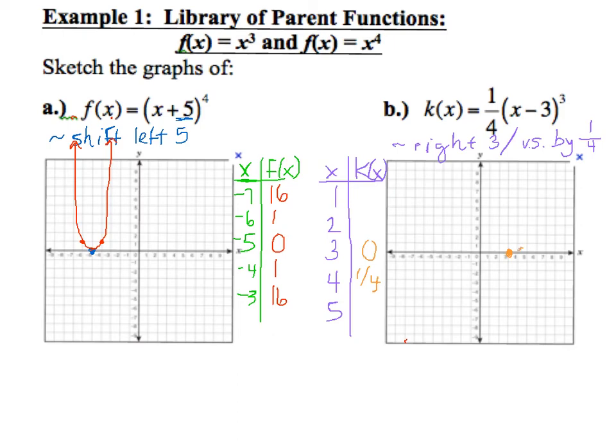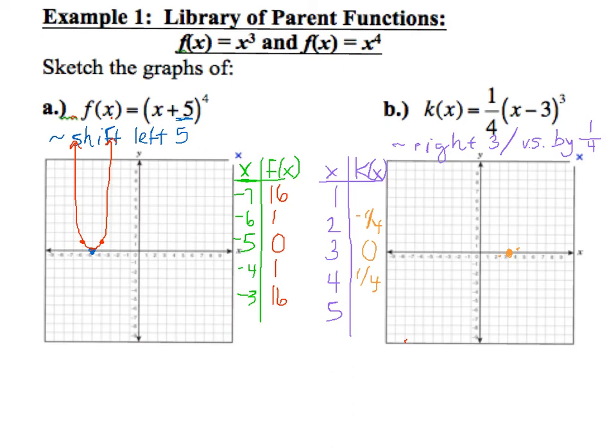Whoa, that's not the right spot. It's kind of hard to write these here. So we go to the right 4, up a fourth. Same thing with the 2. If you plug that in, you're going to get a negative 1. Negative 1 to the third becomes a negative 1, so negative 1/4. So plug that in.